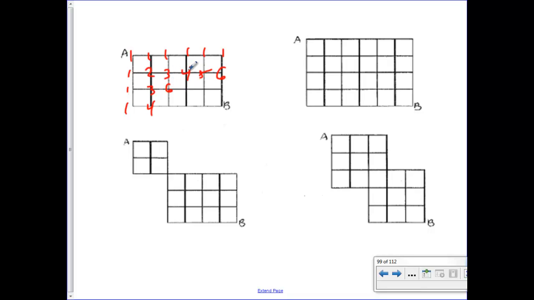So then this 3 and 3 add to 6. 4 and 6 to 10. 5 and 10 to 15. And 6 and 15 to 21.